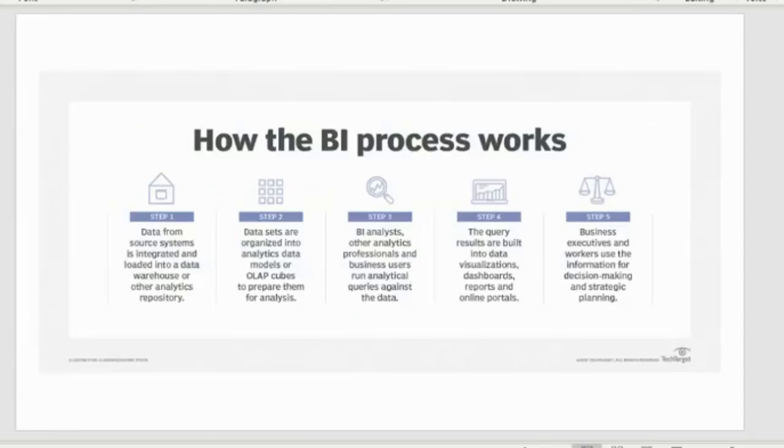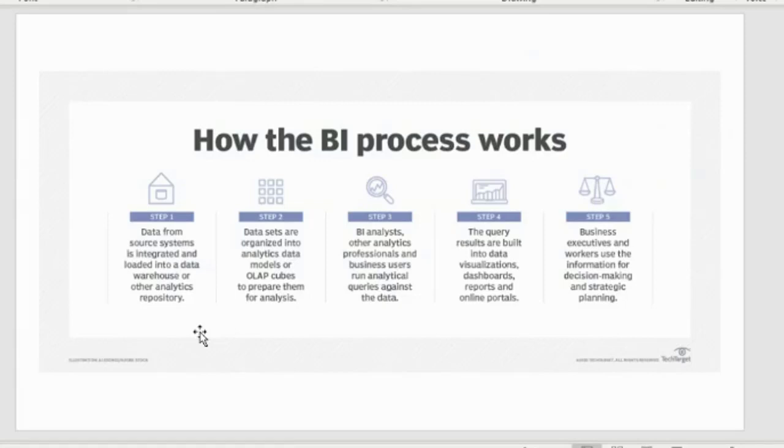Now, this is a view of what the BI process looks like. As you can see, the data from source systems is integrated, which means it's put together. It's loaded into a data warehouse, and then the data sets are organized. So that data that is loaded is put into data sets, and they are organized into analytics data models or OLAP cubes. We'll talk about OLAP, and this prepares them for analysis.